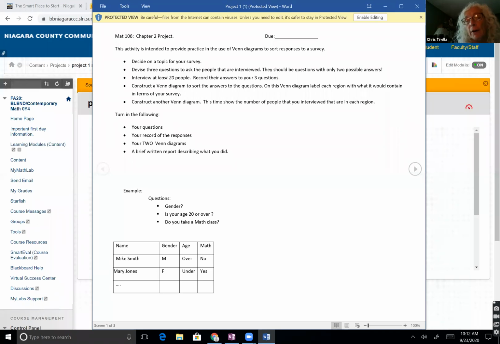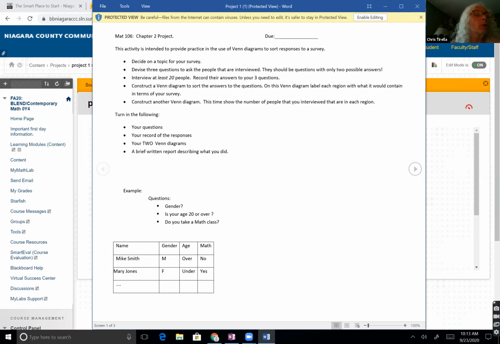You don't want a question that has an infinite number of answers, because that's really tough to put in loops in a Venn diagram. So for example, let's say your survey is about colors. You can't ask somebody, what's your favorite color? Because there's hundreds of colors that somebody could pick. Instead, you might ask, do you like blue? So that people who like blue can be in a loop, and people who don't like blue would be the complement of that set.